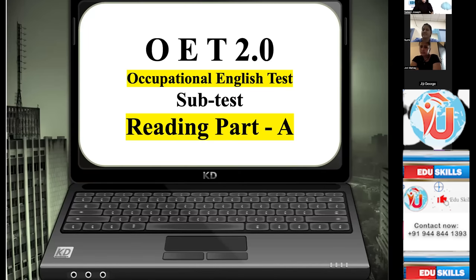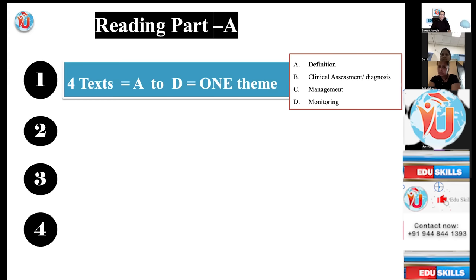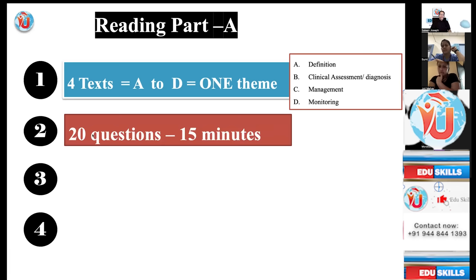In OET 2.0, the Occupational English Test, reading part A has four texts: text A, text B, text C, and text D. But all these four texts have one single theme. And normally there is a sequence, maybe definition, diagnosis, management, monitoring, or description, diagnosis, treatment, prevention. So there will be some sort of sequence, one theme, four texts, in a logical order.